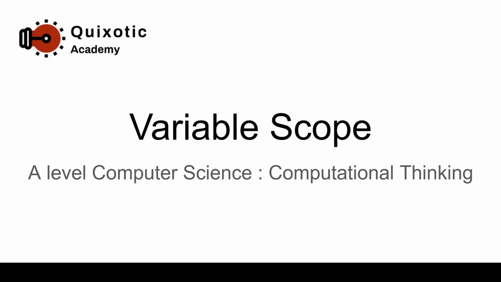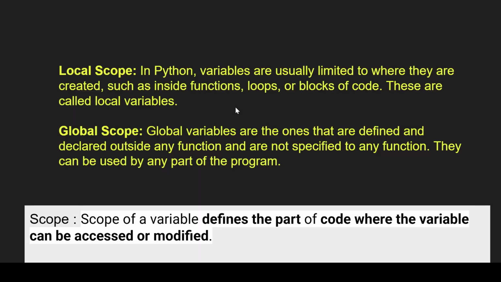Let's talk about variable scope. Basically, variable scope is the part of the code where the variable can be accessed or modified. If it is a small part of the code, that can be a local scope. And if it's your whole code, your whole program, then it's called global scope.